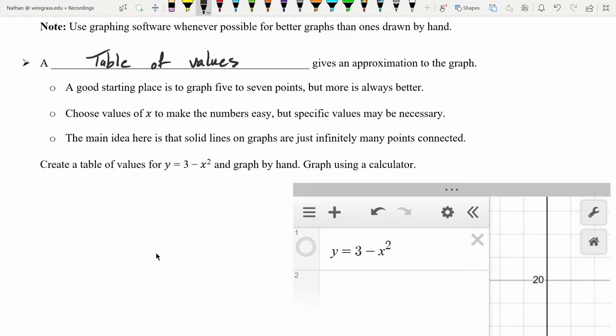Solid lines on graphs are just infinitely many points connected. There are so many of them on the graph that you just draw them as a solid line instead of each point. You're not going to draw a point like this. No, you're just going to draw a solid line like that, and that covers all those points.